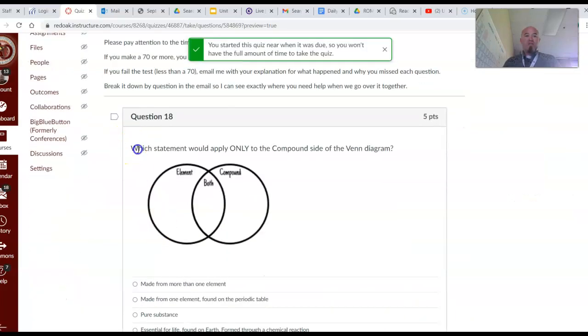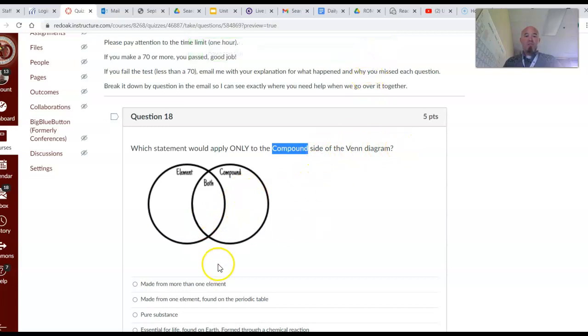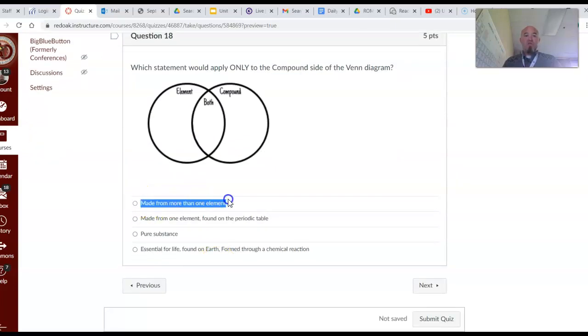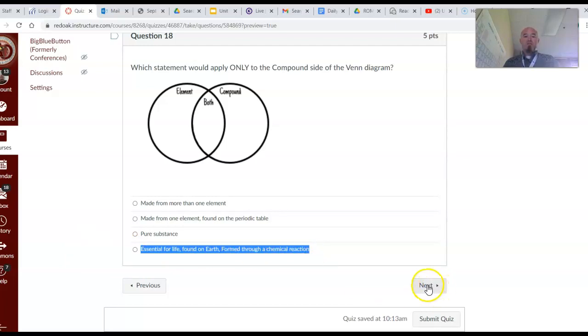Question 18. Which statement would apply only to the compound side of the Venn diagram? Is it made from more than one element? Made from one element found on the periodic table? Is it pure substance? Is it essential for life found on Earth and formed through chemical reactions?